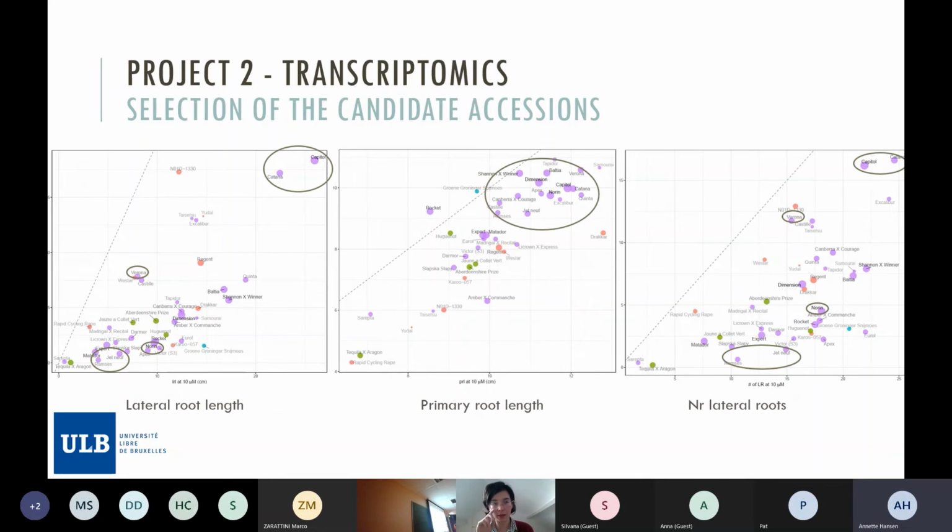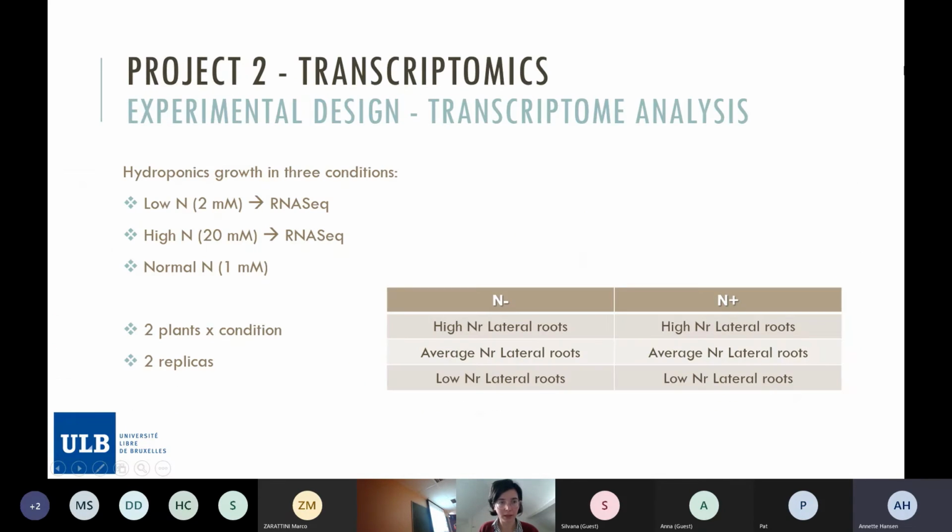These 6 lines have been chosen because they all have a similar length of the primary root, but extreme phenotypes with regard to lateral root length and lateral root number. After they were selected, they have all been grown in hydroponics in 3 different nitrogen conditions: low, high, and normal.